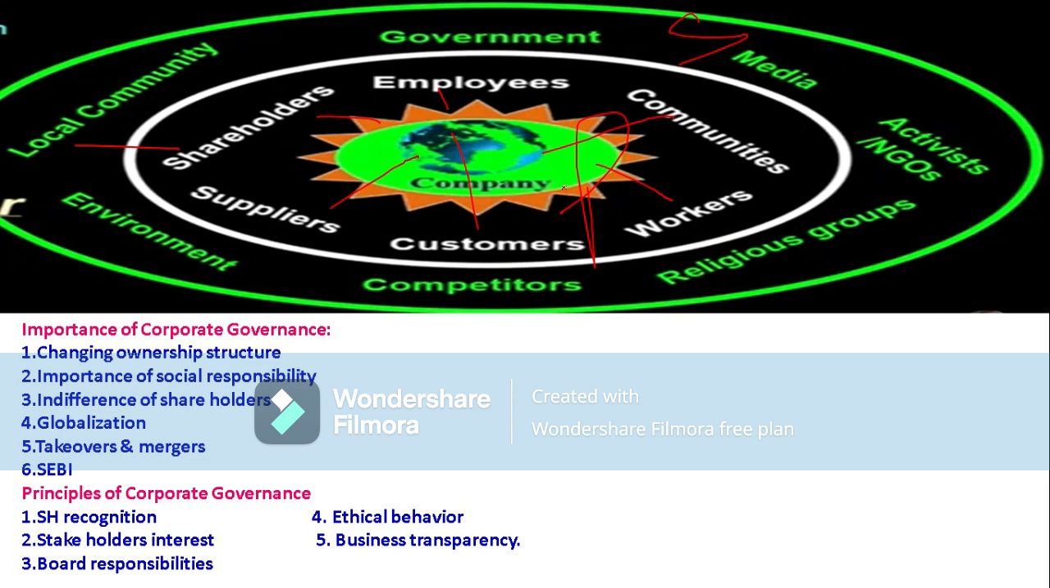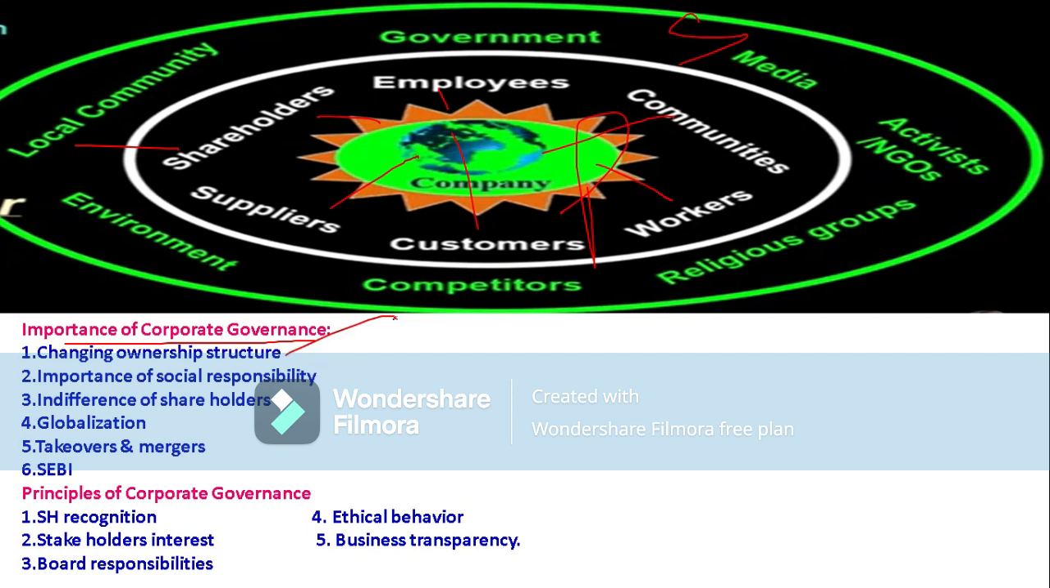So now if we see the importance of corporate governance. Okay, so what is the importance of corporate governance? Why do we have to implement corporate governance? First one is changing ownership structure. Okay, changing of ownership structure. So we see many companies undergo mergers or else takeovers. Okay, so likewise they enter into joint ventures, anything.